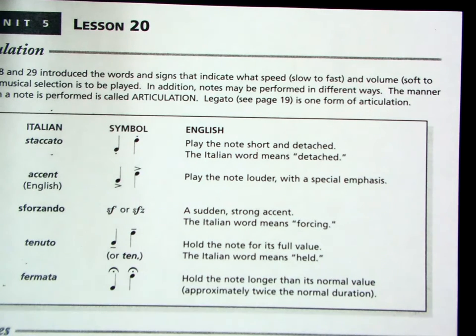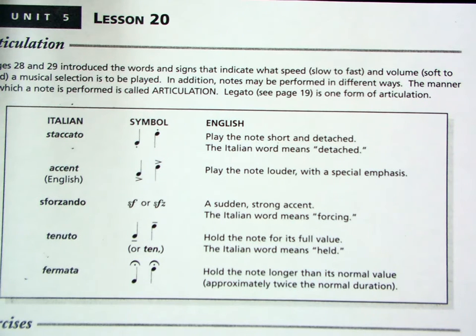If you just want to read along with me, if you're using the book at home, which hopefully you are, pages 28 and 29 introduce the words and signs that indicate what speed, slow and fast, and volume, soft to loud, so dynamics or tempo, a musical selection is to be played. In addition, notes may be performed in different ways. The manner in which a note is performed is called articulation. Legato is one form of articulation.